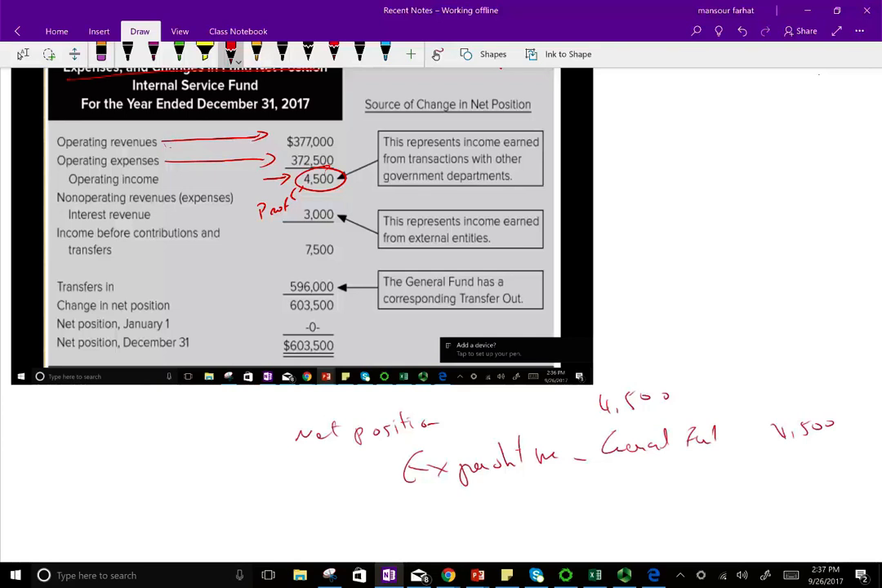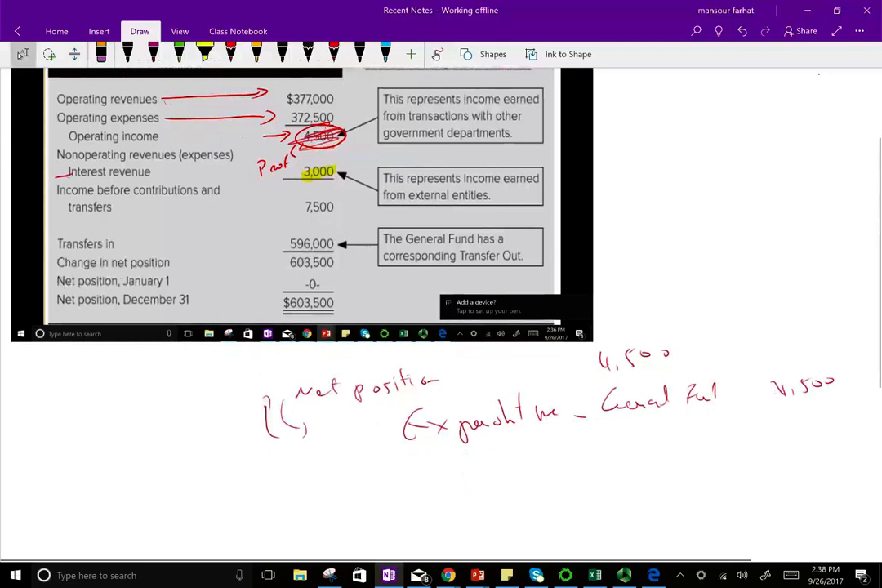Now the opposite entry will take place if we have a loss. So basically, we took care of this 4,500. The next thing we're going to take care of is interest revenue. Notice this fund has interest revenue of 3,000. Remember, any interest revenue has to be added, because interest revenue represents income from external parties. So that's another entry we have to make.